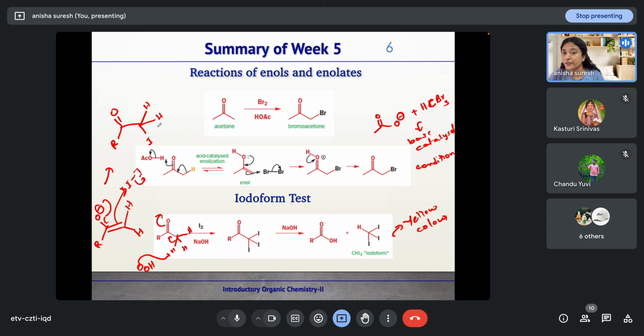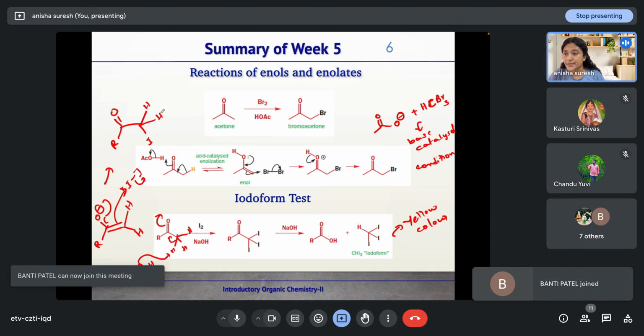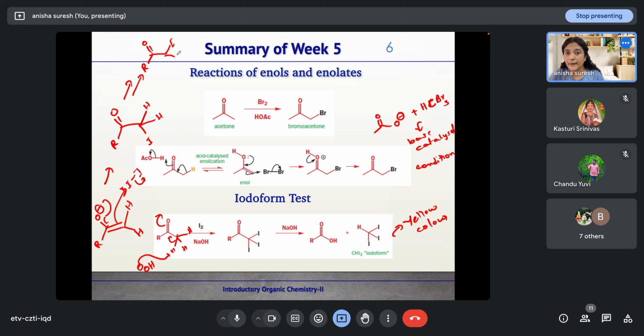Similarly, 2 more times this sort of enolate formation and abstraction of iodine will take place, and it will lead to the formation of R double bond O, CI3. Now there is no proton for abstraction, so this OH minus will undergo nucleophilic addition. It will lead to the formation of a tetrahedral intermediate like this, R O minus CI3 OH, and once this falls back, the CI3 will leave as it is a more stable conjugate base, and it will lead to the formation of R double bond O OH and CHI3. Clear? So this is how the iodoform test works. This is the mechanism behind the iodoform test.